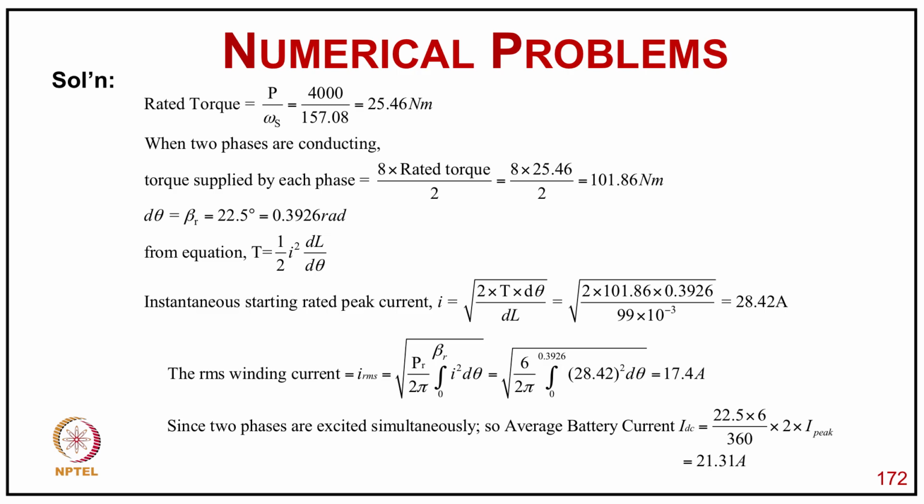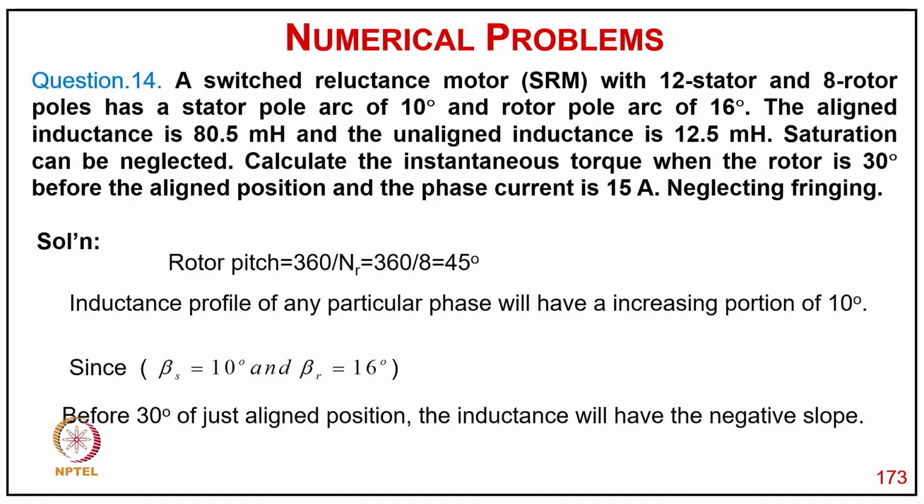When 2-phase excitation conducts, the torque supplied is 8 times rated divided by 2, that is 101.86. From the equation T equals half dL/dθ I², I equals the square root of 2T/(dL/dθ), that comes to 28.42 ampere, and the RMS current is sqrt((P/2π)∫0 to β_r I² dθ), which comes to 17.4 ampere. These are two phases excited, so the average battery current is I_D equal to, bringing the value here, 22.31 ampere.